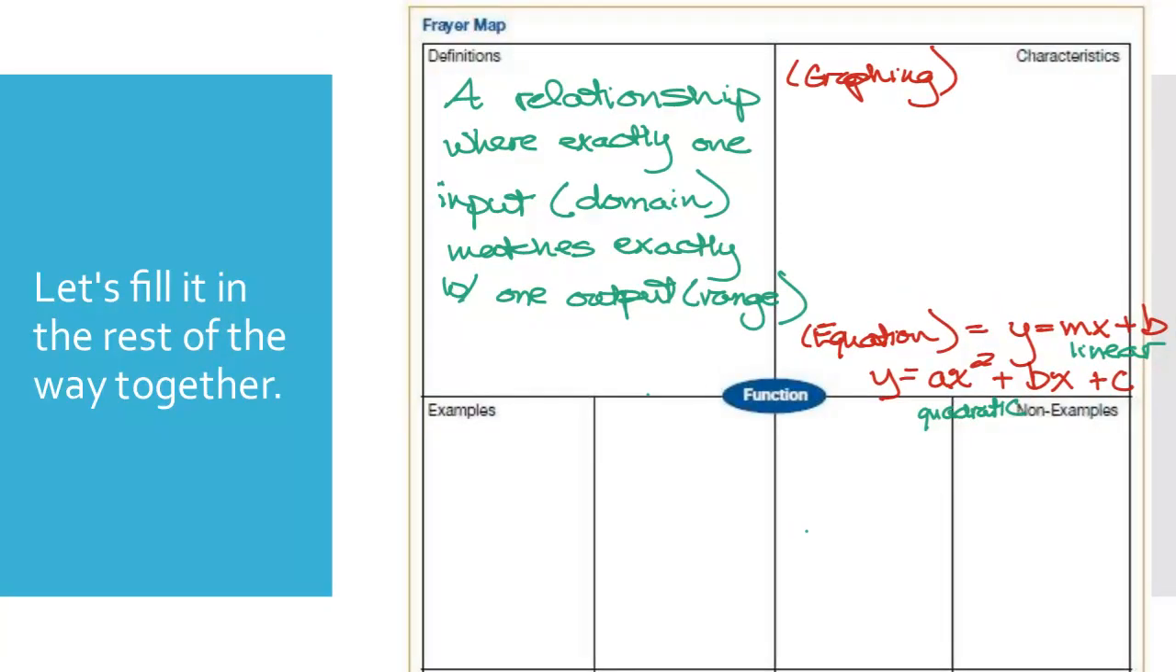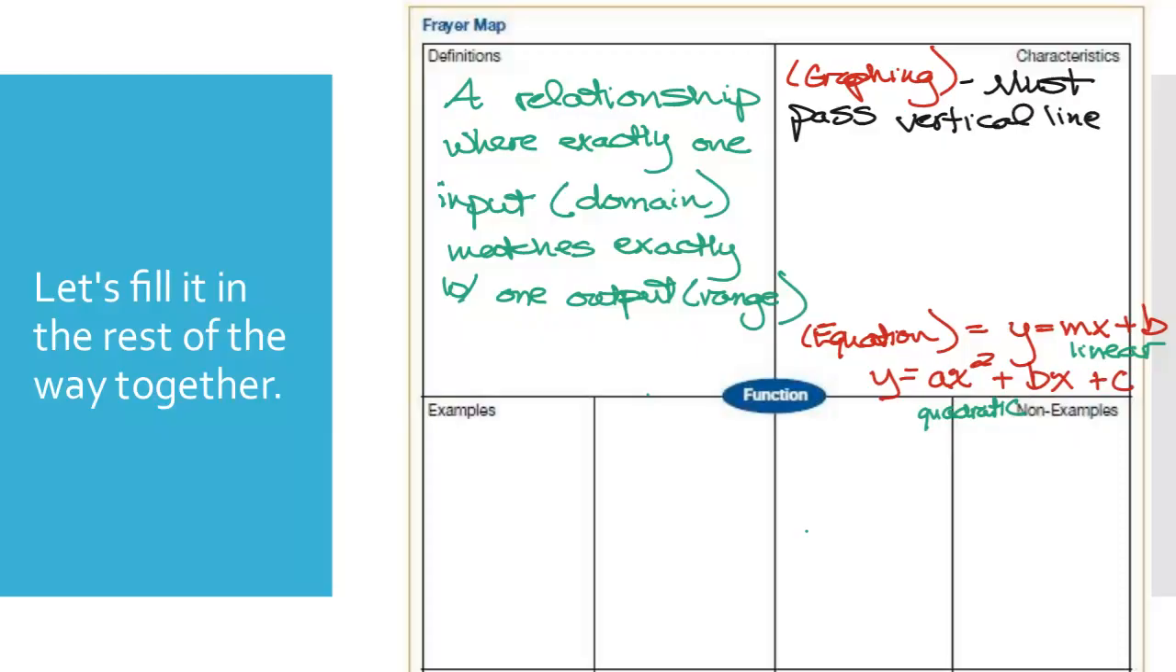Let's go back to graphing. What are these graphs going to look like? Well, you just said we can have a quadratic, though. They don't have to be a straight line. But if they're graphing, they have to pass something. The vertical line test. So graphing, it must pass the vertical line test.